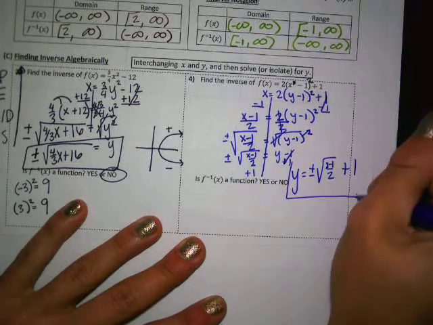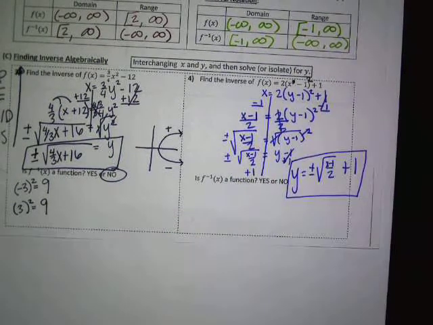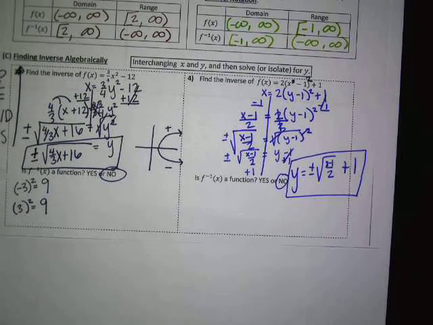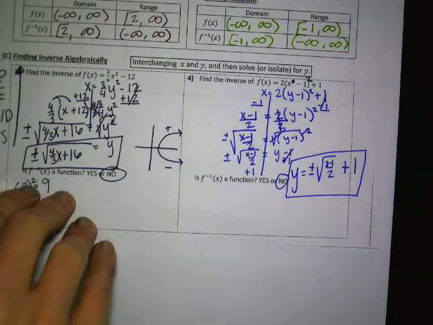Okay, is this a function? No. So anytime you're square rooting, it's not going to be a function. Anytime you have a plus minus, it's not going to be a function. So you could have a square root be a function, but if it has the plus minus sign, it won't be a function. Interesting. All right.